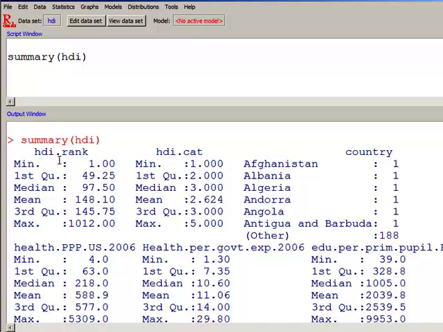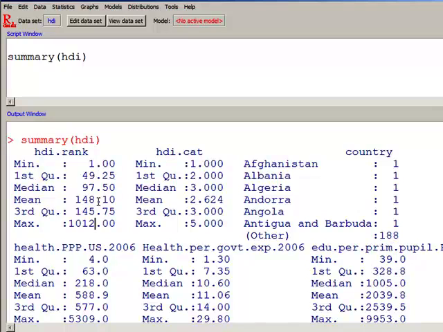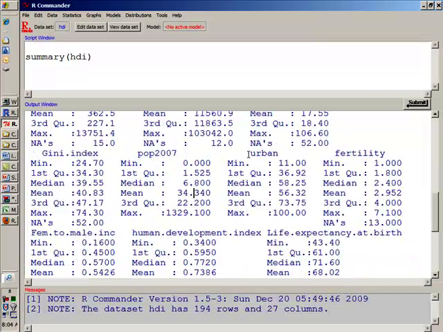If you look at the HDI.rank, the Human Development Index was created, and then all countries were ranked according to that. You could see that the minimum value was 1 and the maximum value is 1012. And these are the variables in the data set. Let us pick urban as the variable. Urban stands for the percentage of the population that is urban in a particular country. And it's very illustrative here.